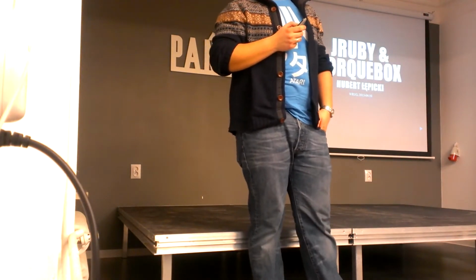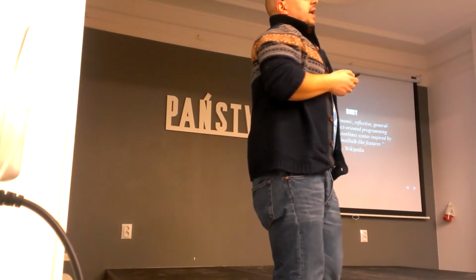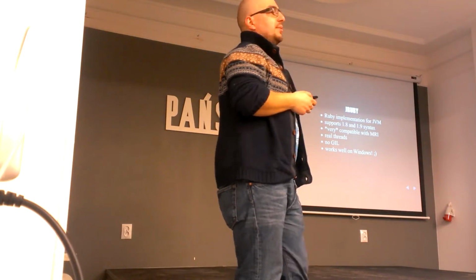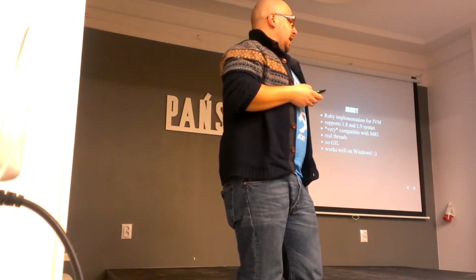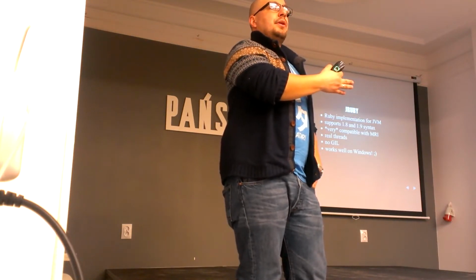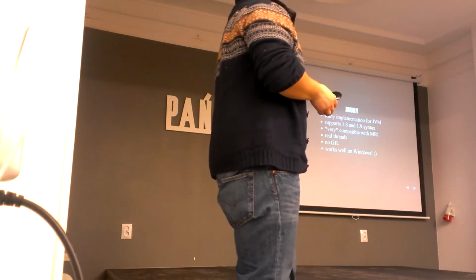So JRuby and Torquebox is an application set. We all know what Ruby is. We are all Ruby users. What is JRuby? JRuby is a Ruby implementation on top of Java, on top of the Java virtual machine. You guys can hear me, or should I use the microphone? It's okay. Cool. So it's a Ruby implementation on top of JVM.